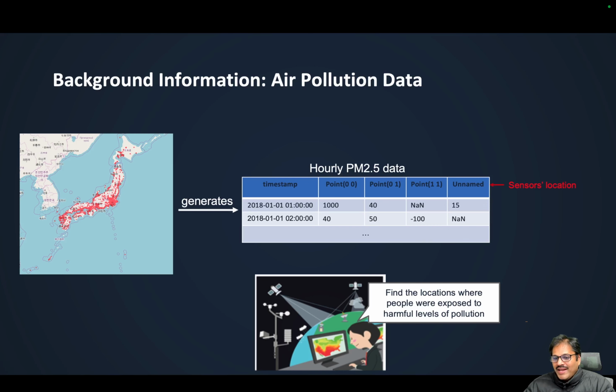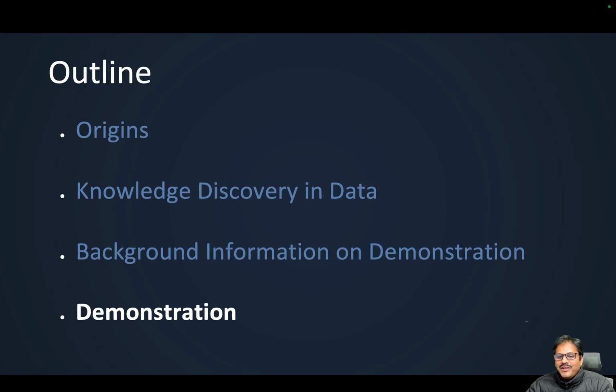Now, the domain experts such as policy makers and environmentalists want to find useful information in this hourly PM 2.5 data. For example, domain experts want to know the locations where people were frequently exposed to harmful levels of pollution. So in the demo, we try to cater to the needs of this domain expert. Now coming to the demo.